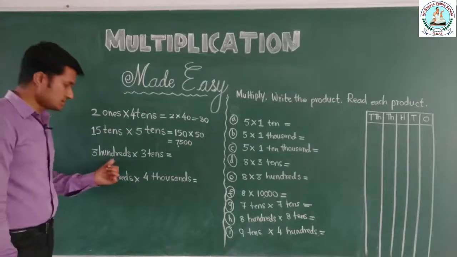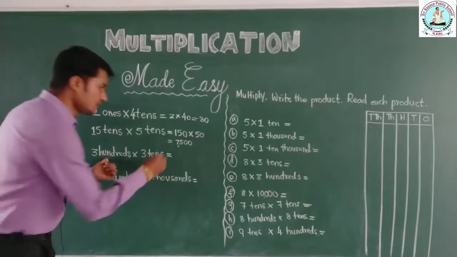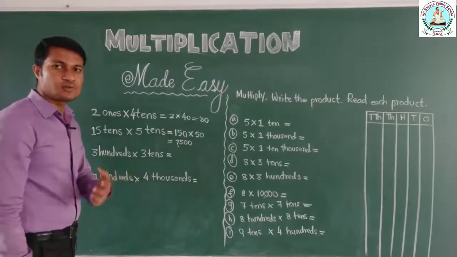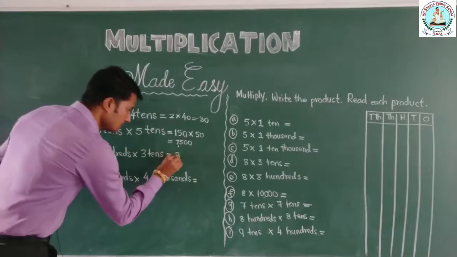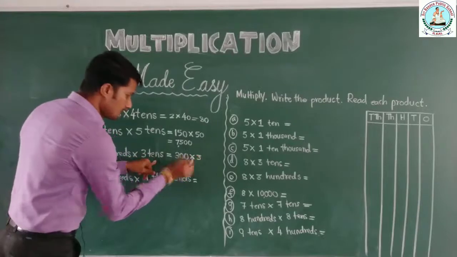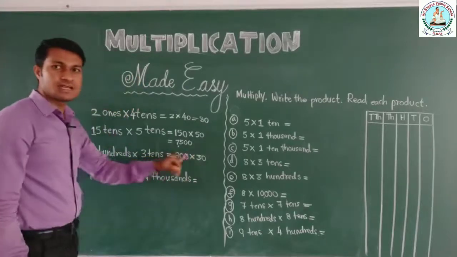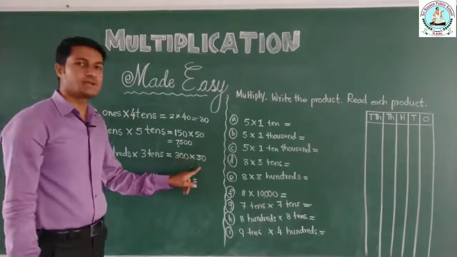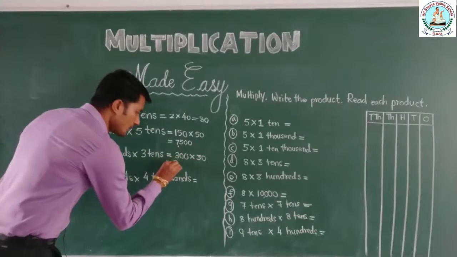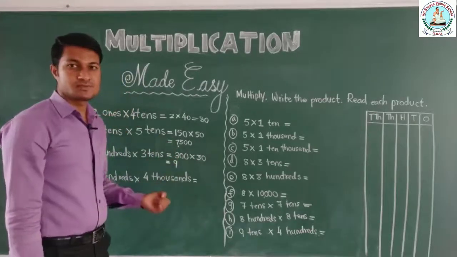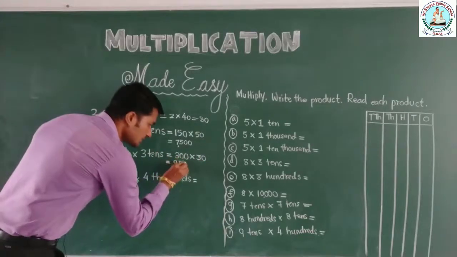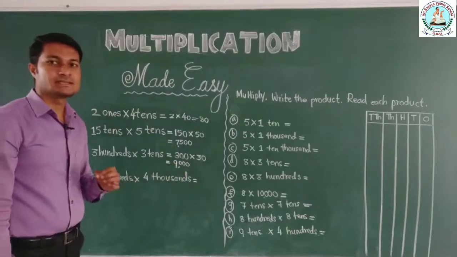Now, 3 hundreds times 3 tens. Tens means 1 zero, whereas hundreds means 2 zeros. So 3 hundreds means 300, times 3 tens, since it is tens, write only 1 zero, so 3 tens means 30. So 300 times 30. How do you multiply? Just multiply the non-zero numbers. 3 times 3 is 9, and count the total number of zeros in both the factors. 2 plus 1, totally 3 zeros. Write those 3 zeros in your product. Then your product is easy like this.